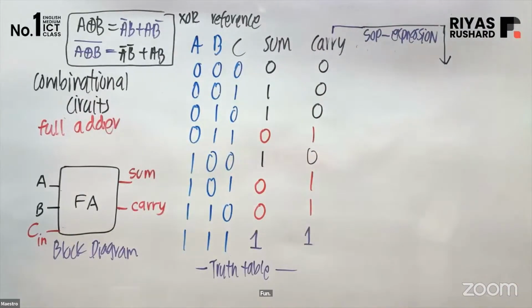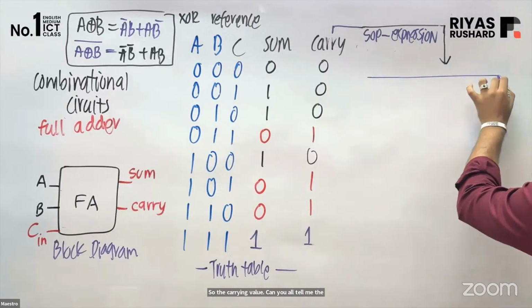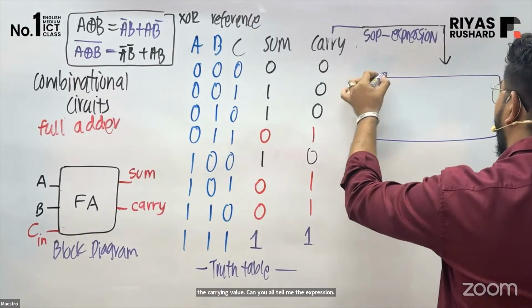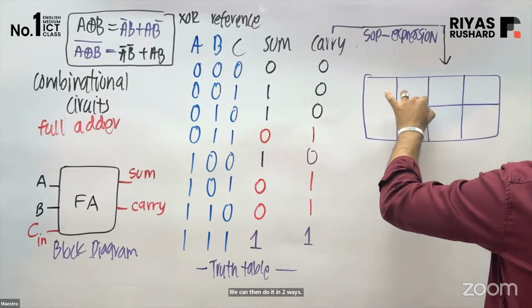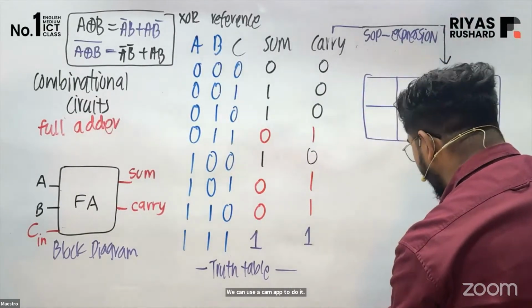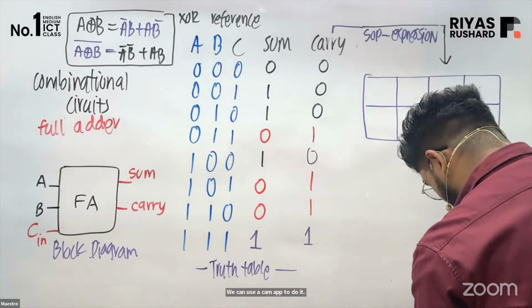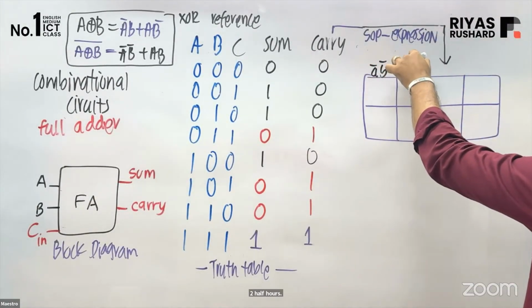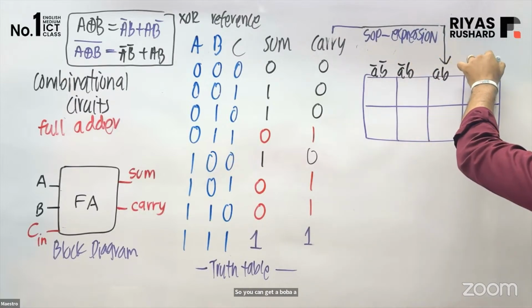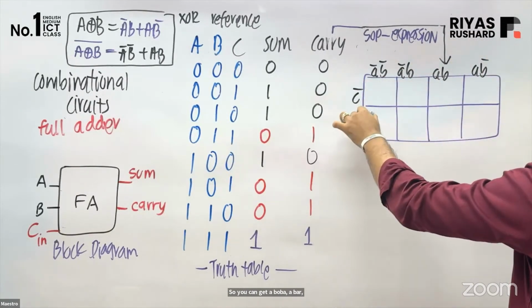So the carrying value, can you all tell me the expression? We can do it in two ways. We can use a K-map to do it, and also you can do it using two half adders. So you can get it: A bar, B bar, A bar, B, A, B, A, B bar, C bar, C.